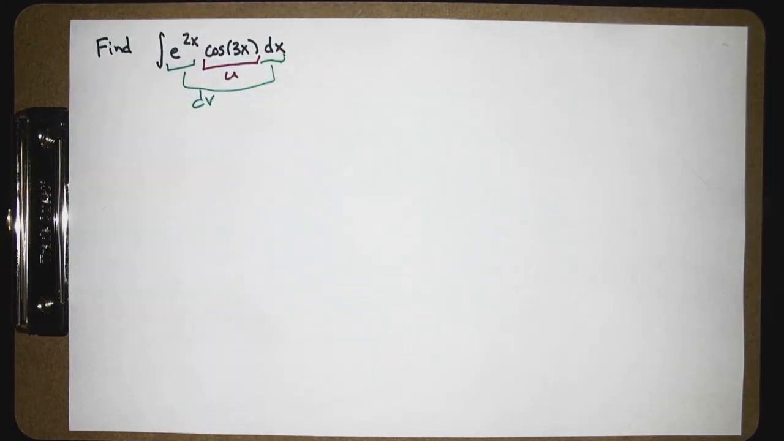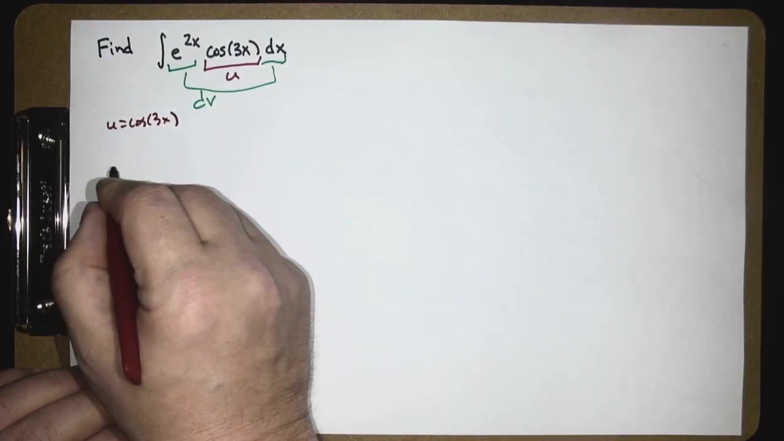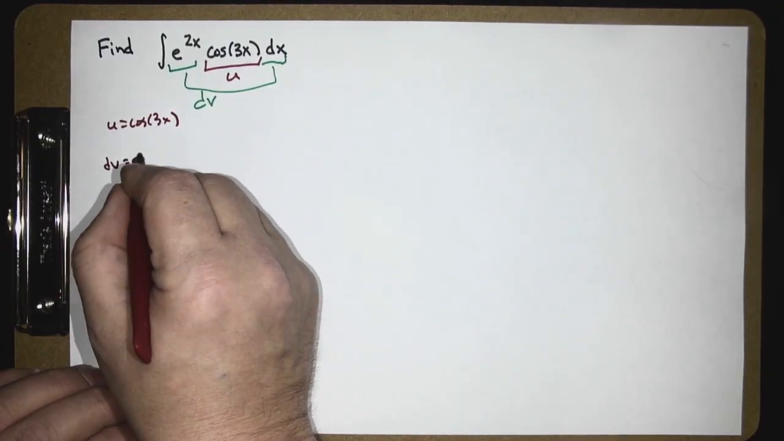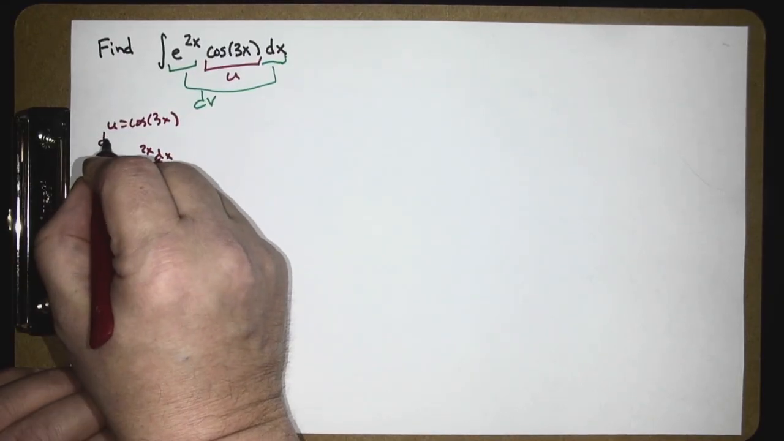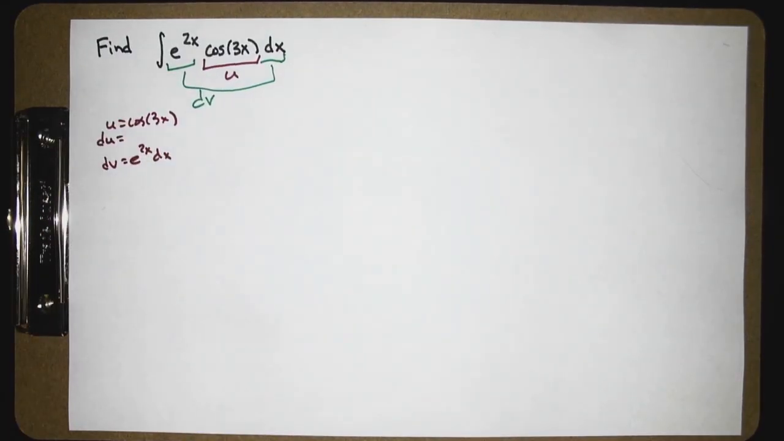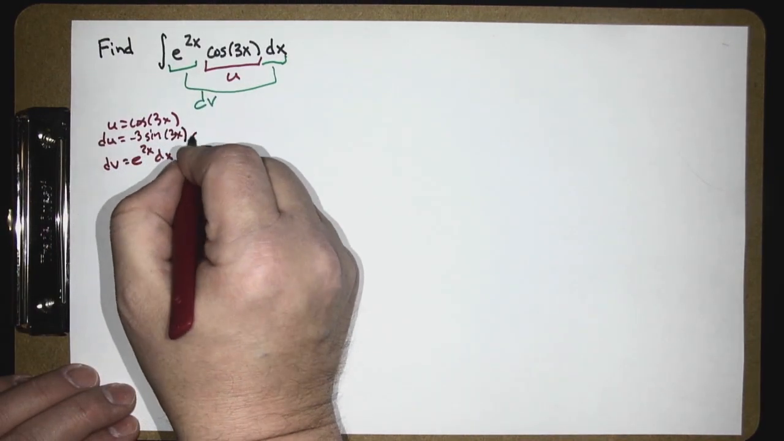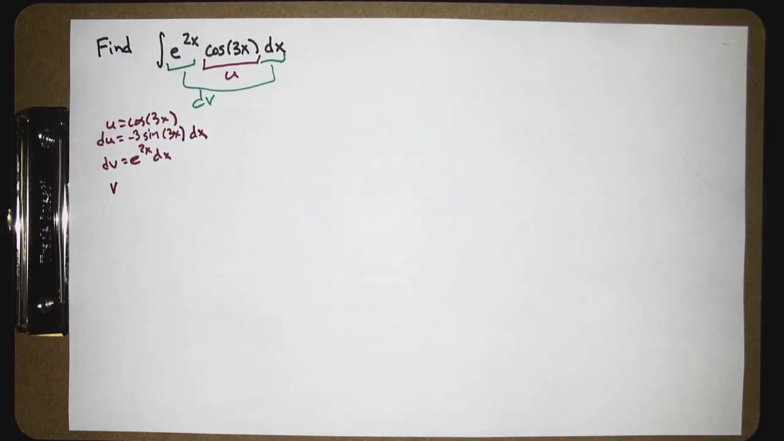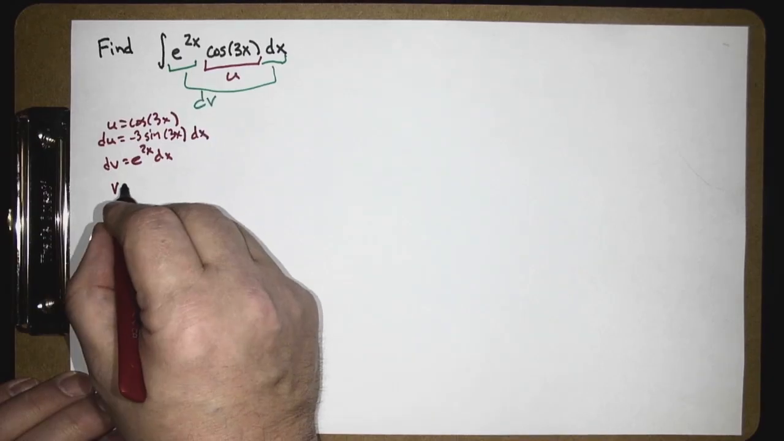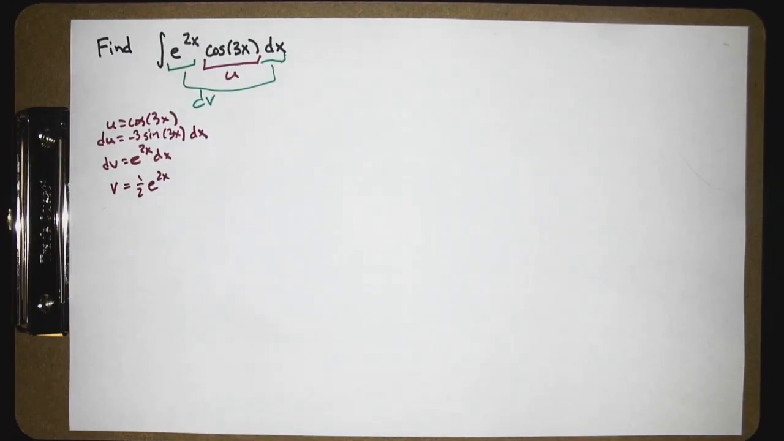All right, so we'll make some notes here. So we have u is cosine 3x, we have our dv is e to the 2x dx. We need to find our various other pieces. What's the derivative of cosine 3x? Negative 3 sine of 3x dx. What's the antiderivative of e to the 2x? 1/2 e to the 2x, and the 1/2 coming from that 2 on the inside.